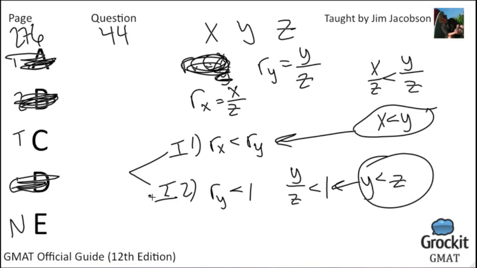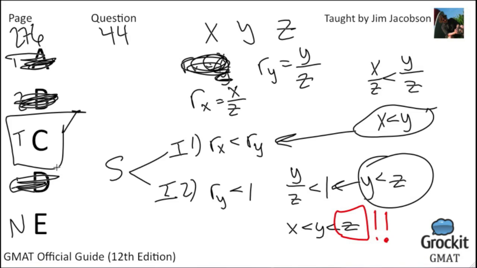Now we have to consult the two together. We have X is less than Y and Y is less than Z, leaving us with the straightforward inequality X being less than Y, which is in turn less than Z, which tells us that absolutely Z is the greatest. Z wins. The Z robot has the greatest rate. So together, the two statements are sufficient to identify Z as the greatest. Answer choice C is the correct one.